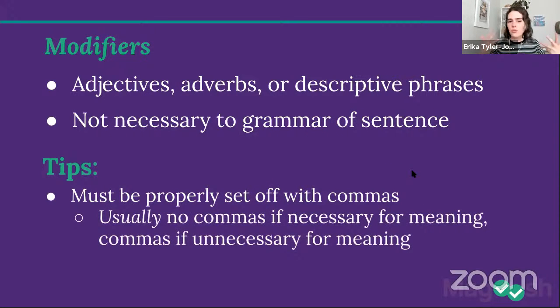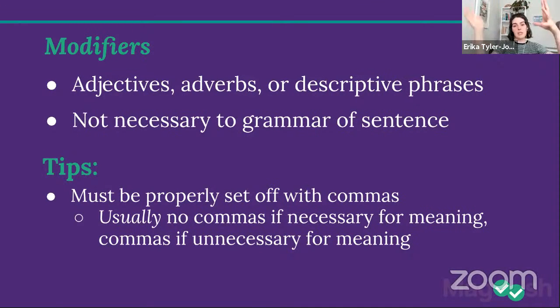The general rule with modifiers is that usually there are no commas if the modifiers are necessary to the meaning of the sentence. So if I need it in the sentence for that sentence to make sense, no commas. If it is unnecessary to the meaning, so it's just extra, we will have commas. And again, the commas will set it off from the sentence.